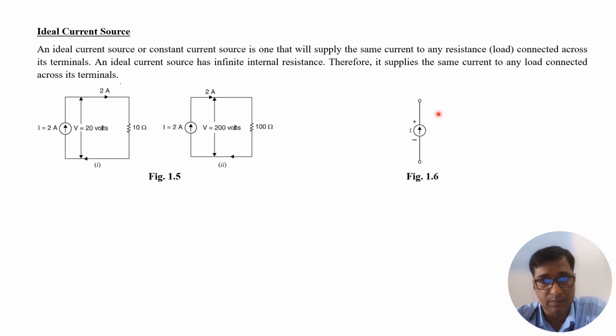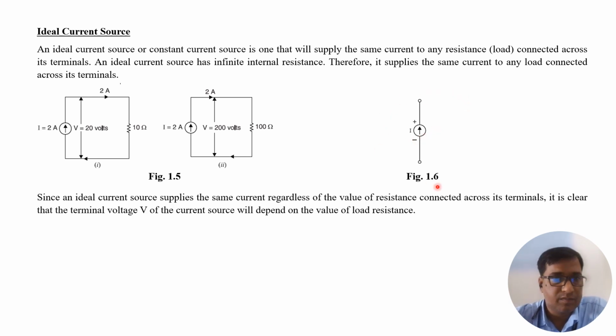This is the symbol of the ideal current source. Since an ideal current source supplies the same current regardless of the value of resistance connected across its terminal, it is clear that the terminal voltage V of the current source will depend upon the value of load resistance. Means if 100 ohm, then it is 200 volt. If it is 10 ohm, then it is 20 volt. The voltage across the terminal can change, but the current will have the same value.